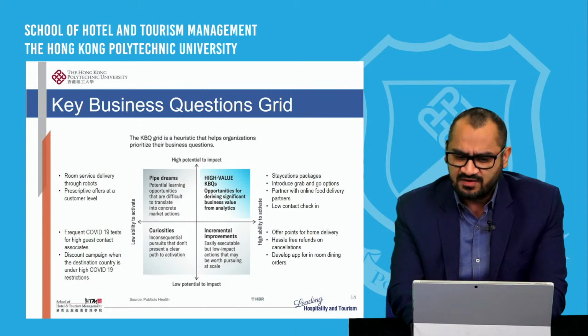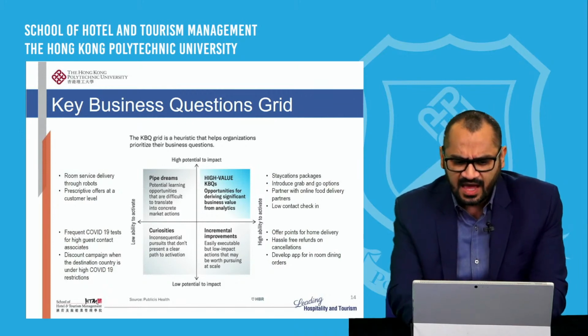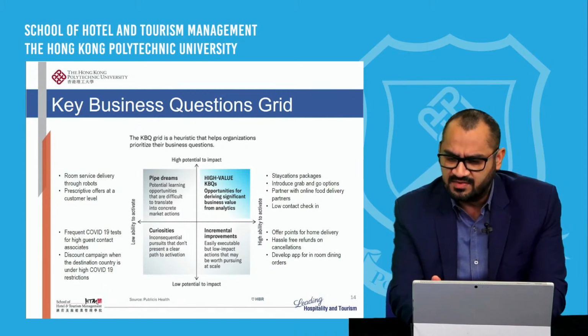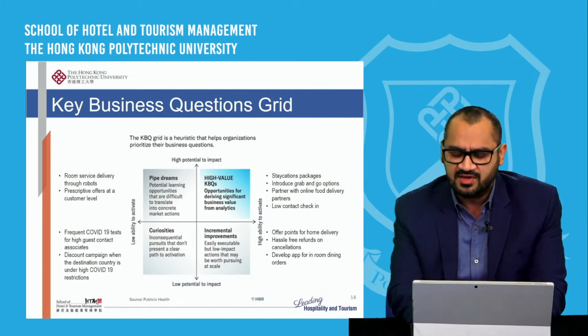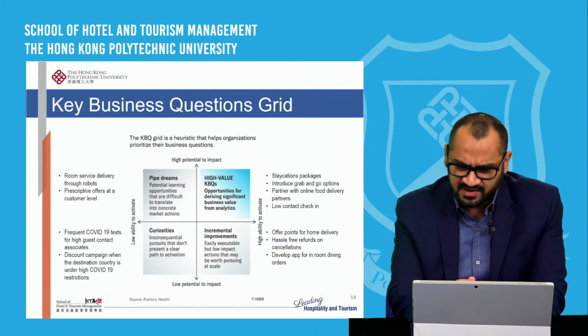So examples of this in our present context could be staycation packages, introducing grab and go options, or partnering with online food delivery partners for more dollars coming into the hotel. And on the opposite end of the spectrum, we have curiosities, which are inconsequential pursuits that don't present a clear path to activation. So these are difficult to execute, and at the same time they have less dollar value.